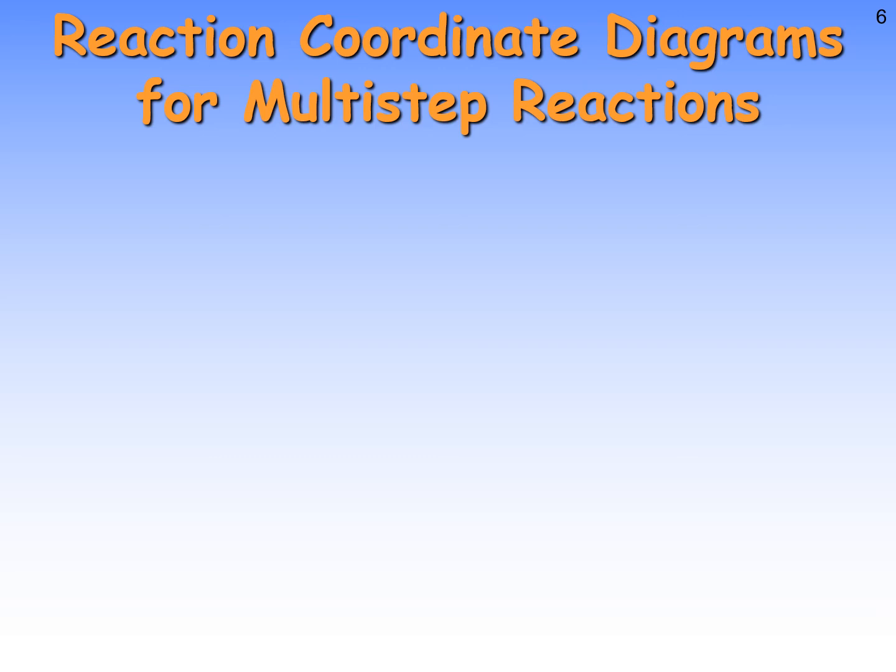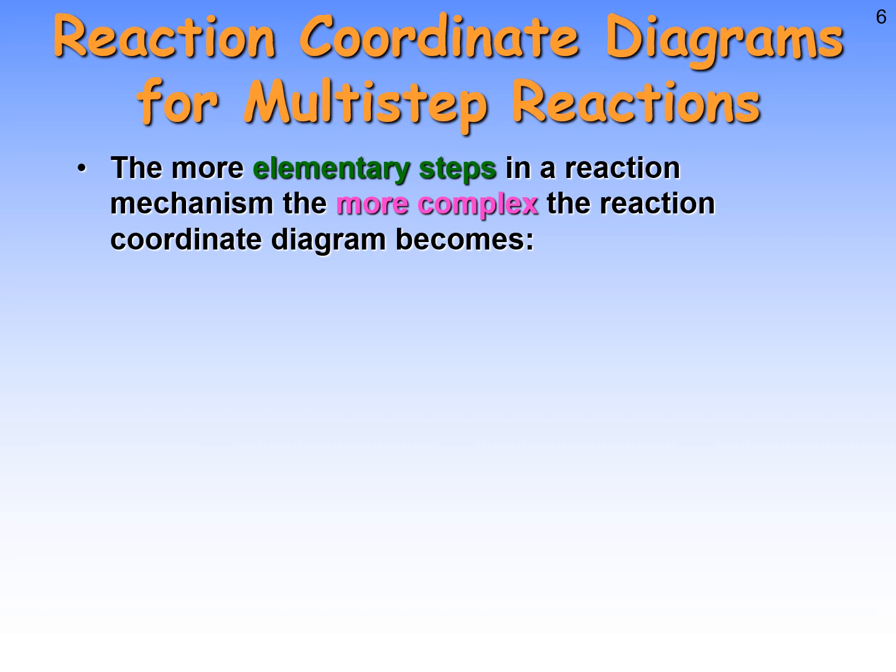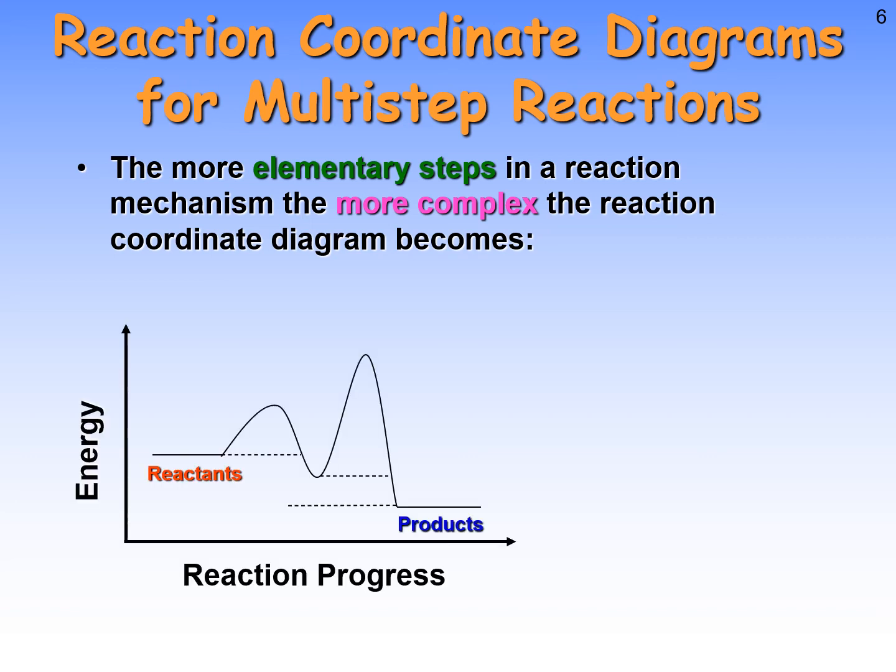This is important because there's more to it than what we saw in previous reaction coordinate diagrams. The more elementary steps in a mechanism, the more complex our reaction coordinate diagram becomes. Here's a reaction coordinate diagram with two elementary steps in the reaction. And you can see that now we have these two peaks in our coordinate diagram. This is due to the fact that we have more than one elementary step.